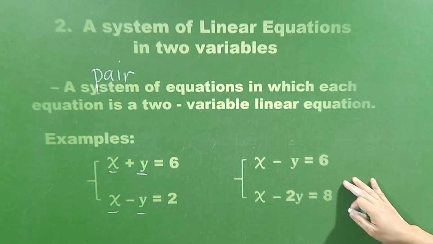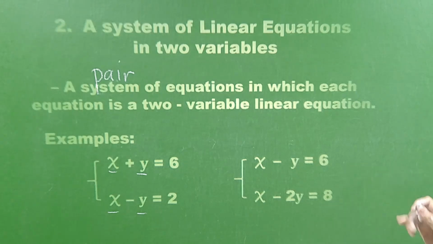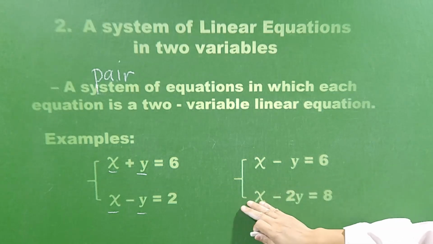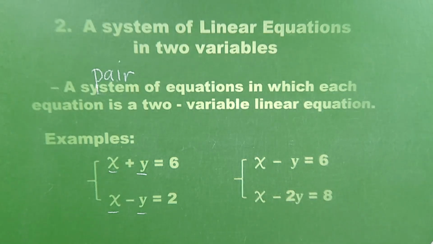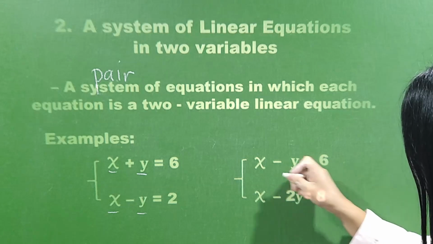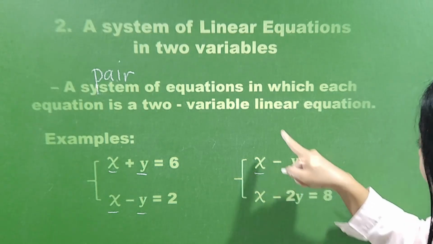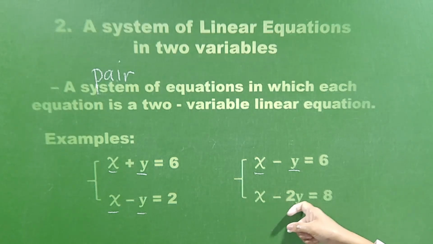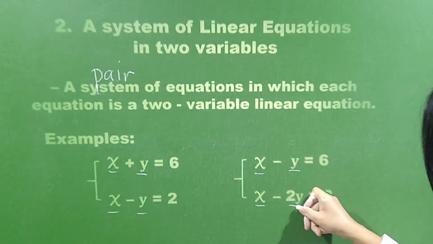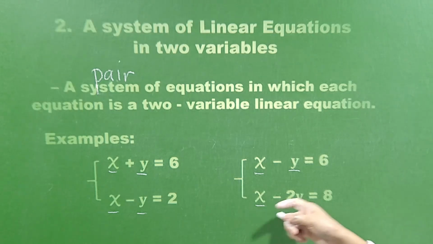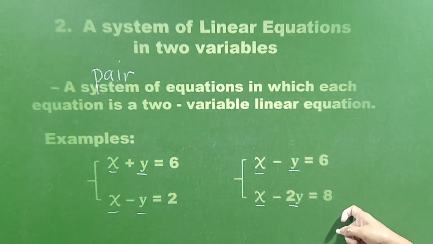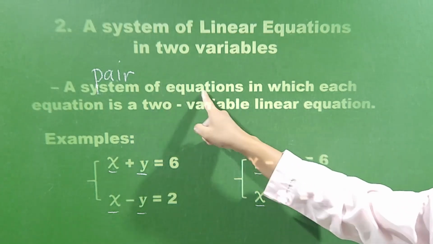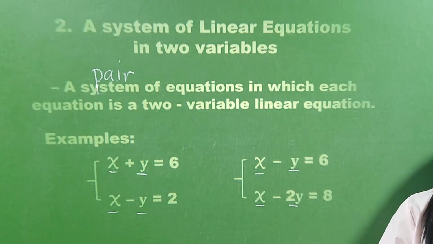What about this second pair of equations? We have here x minus y is equal to 6 and x minus 2y is equal to 8. x minus y is equal to 6, this is a linear equation in two variables. We also have x minus 2y is equal to 8, also a linear equation in two variables. These are paired or grouped together. So this is our second system of equations.